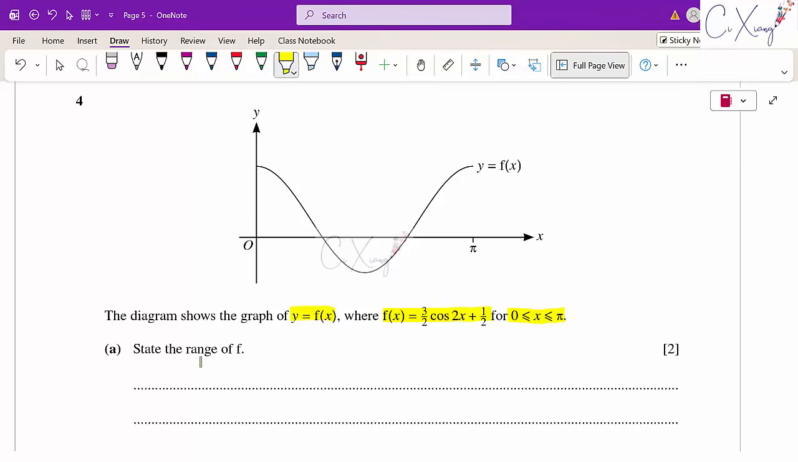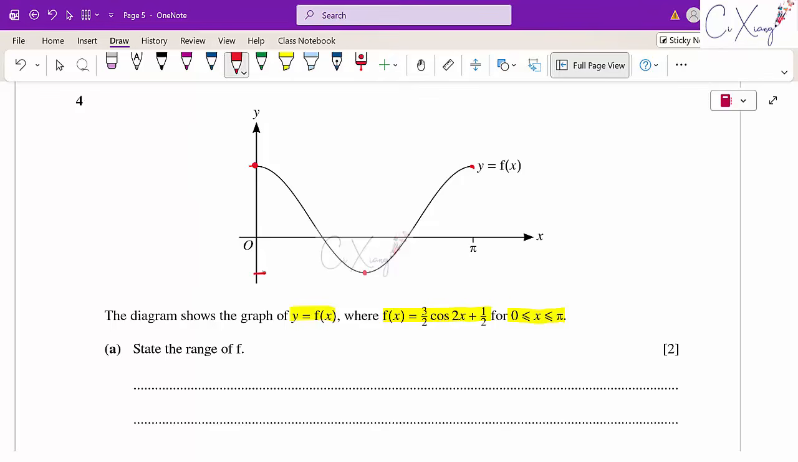To state the range of f, if you have a look at the values here, they didn't tell you the maximum and minimum values. To get the range, you need to know the maximum point. The maximum point will be this one, or this one. The value of y at the maximum. Then the minimum point will be here. There are many ways for you to solve this.